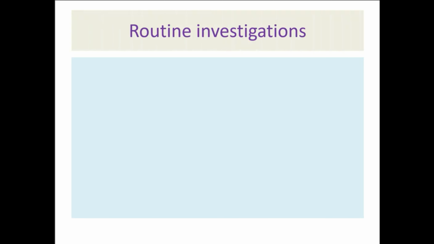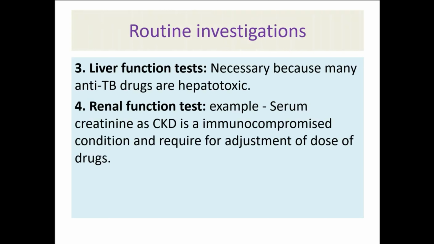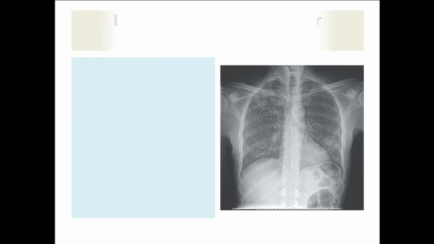Routine investigations. 3. Liver function tests, necessary because many anti-TB drugs are hepatotoxic. 4. Renal function test, for example serum creatinine, as CKD is an immunocompromised condition and is required for adjustment of dose of drugs. 5. Serum electrolytes, especially if there is confusional state.